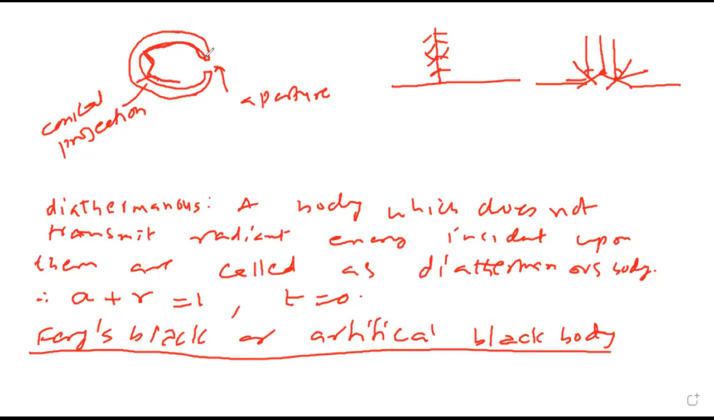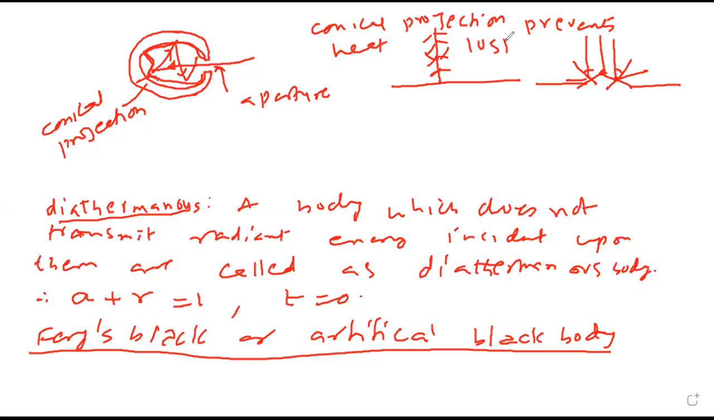Inner surfaces are coated with lamp black. When light is incident on the inclined surface, it undergoes internal reflection. So just write the athermanous body and perfectly black body. Conical projection: I am removing the use of it here. Conical projection prevents heat loss due to reflection along the same path. Right.